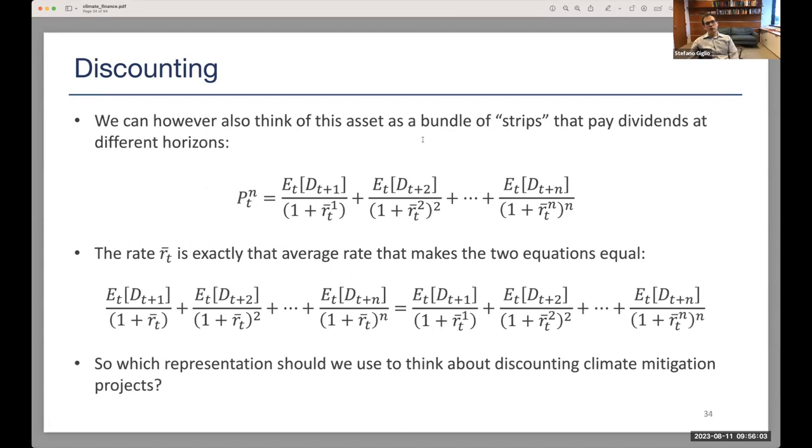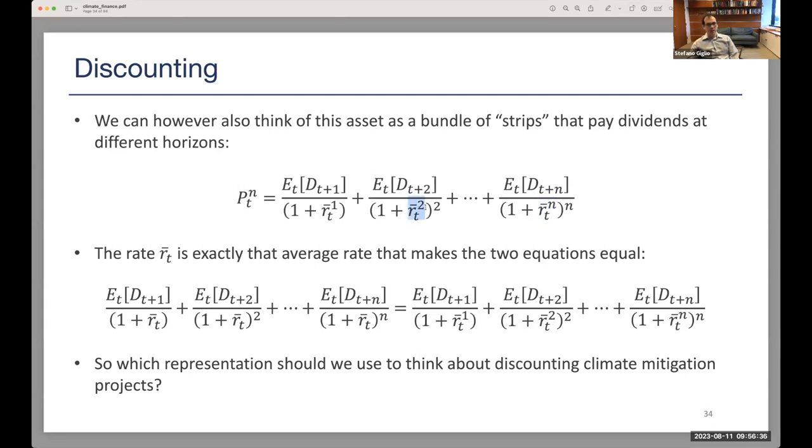But you can also view this investment as a bundle of strips, right? You could say, well, this investment pays this much at this horizon, this much at this horizon. So if you think of this as a bundle of strips, then the price you want to pay for the bundle is the sum of the prices that you pay for each piece, okay? And so if you think of it that way, then you can say, well, maybe I want to value different pieces separately, right? For each piece, I'm going to have the discount rate that is appropriate for that particular piece. So I'm going to have an R bar i, okay?